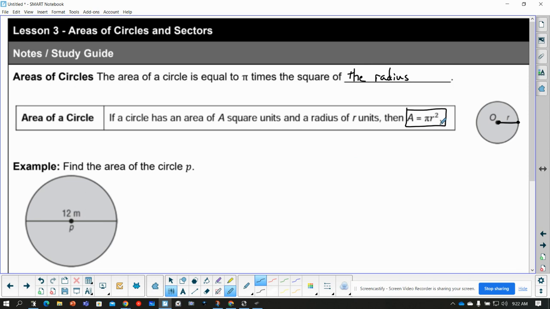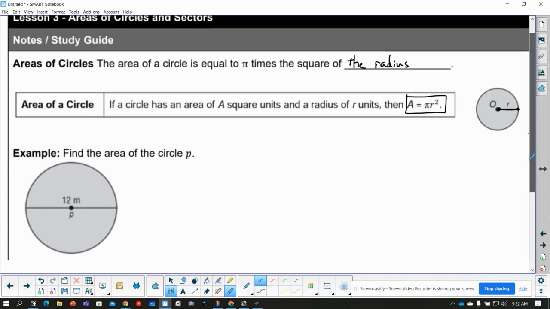Pi r squared, right? And then you have at least one dad who goes, pi r not square, pi r round. Yeah, okay, thanks, dad joke.